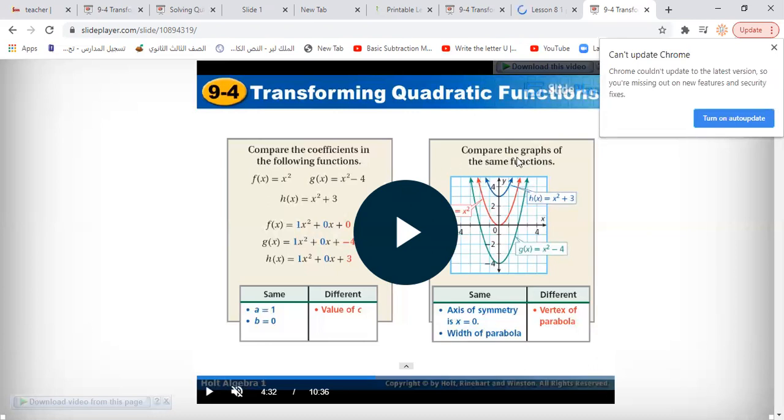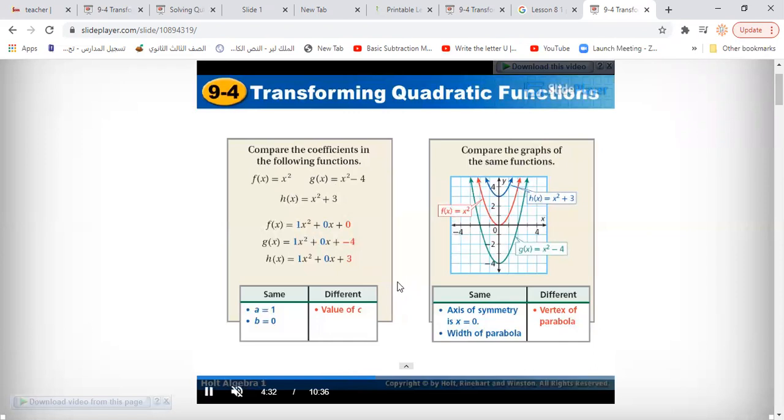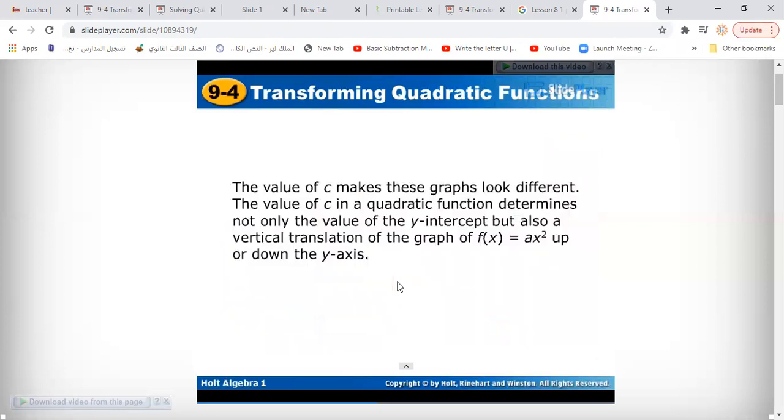So if you want to compare the graphs for these functions, we would discover that they have the same axis of symmetry, the widths of the parabolas are the same, all of them are upward, but they have different vertices of the parabola. Then we can compare the coefficients and compare the graphs. The value of c makes the graphs look different.